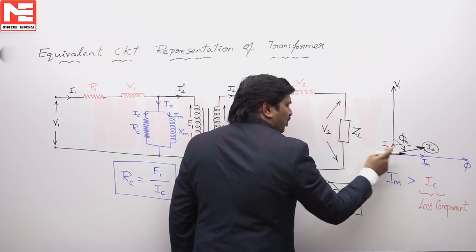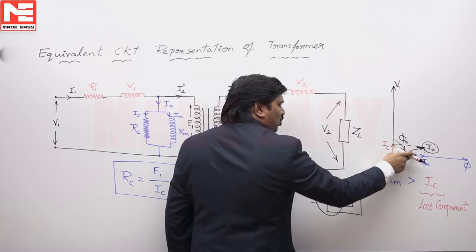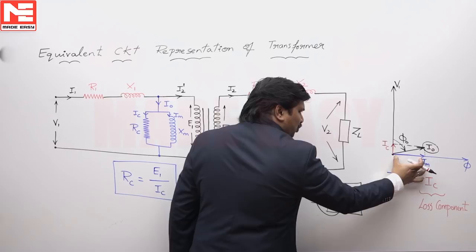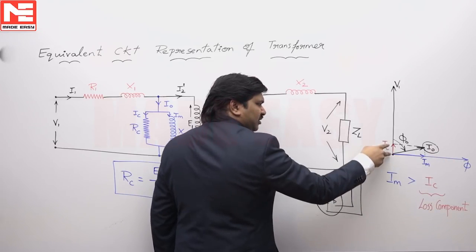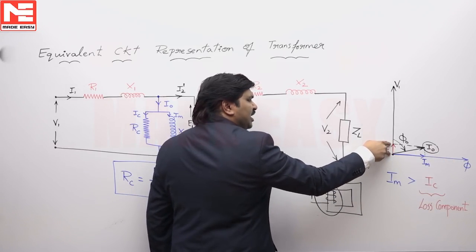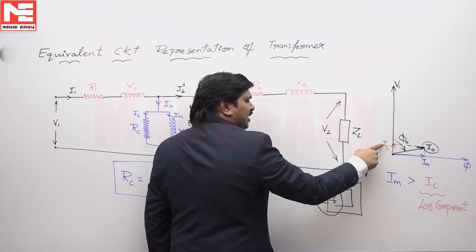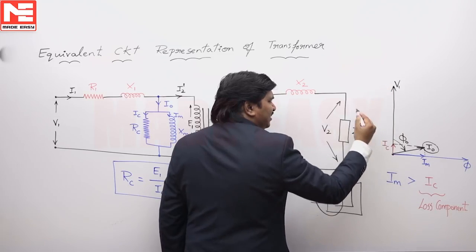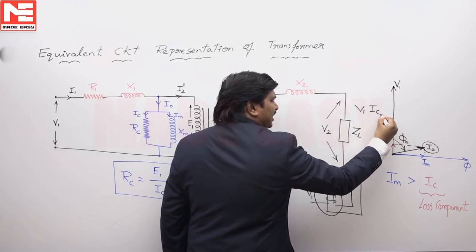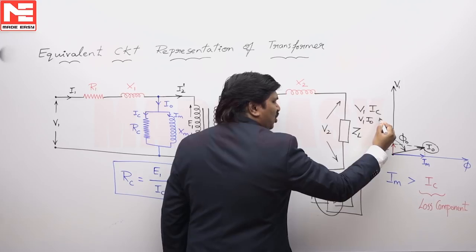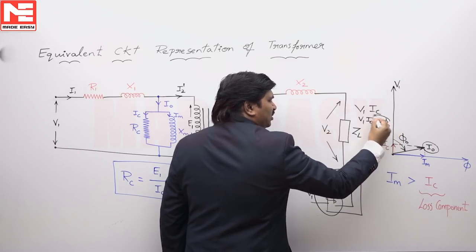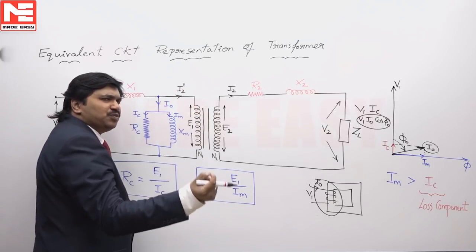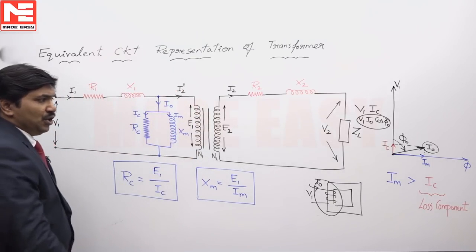This current has two components. One is in phase, other one is out of phase with V. This current purpose is to produce flux in the core. This current purpose is to supply losses. See, V1 into IC. IC is I0 cos phi naught. VIC is nothing but V1 I0 cos phi naught. This is a watt component, loss component, which is very small value.